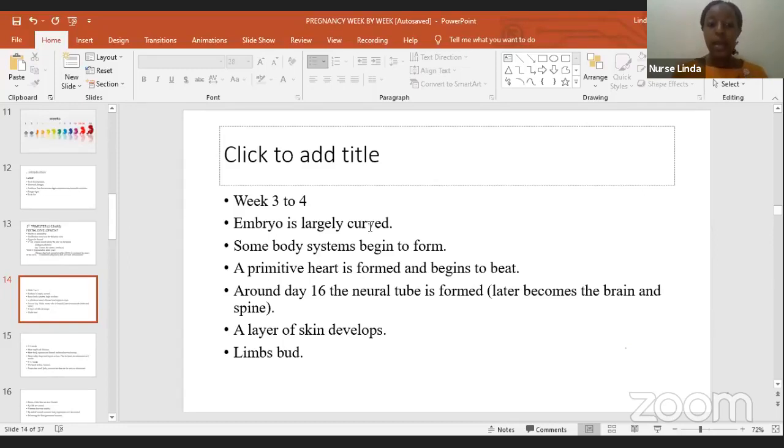And between week 3 to week 4, we have a heart that starts forming, and it begins to beat. And by around the 16th day of the pregnancy, we have the neural tube that is formed. The neural tube is what later develops into the brain and the spine. So it begins forming this early, as well as a layer of skin starting to develop.